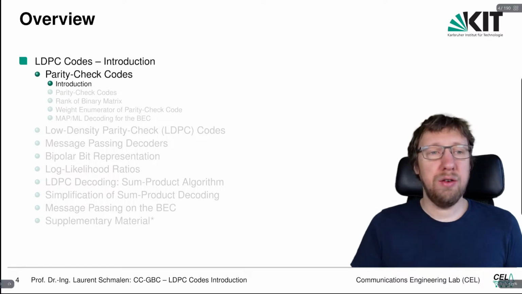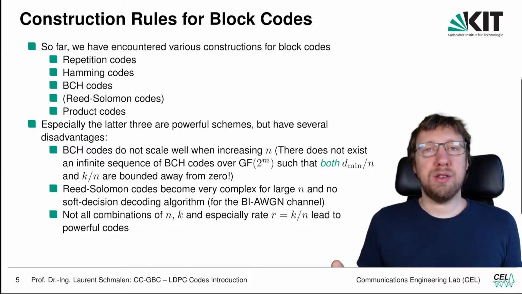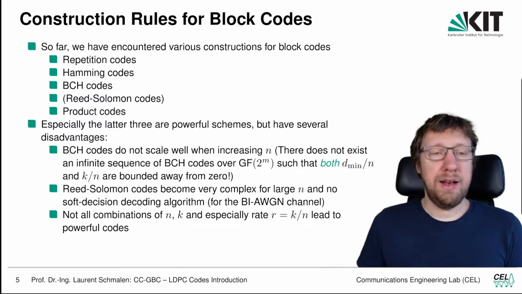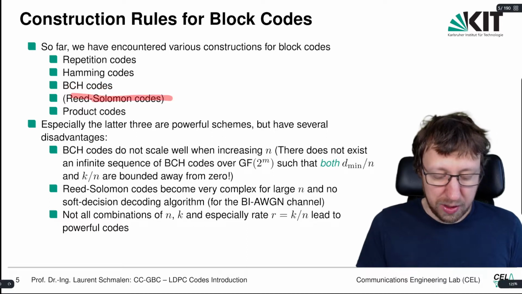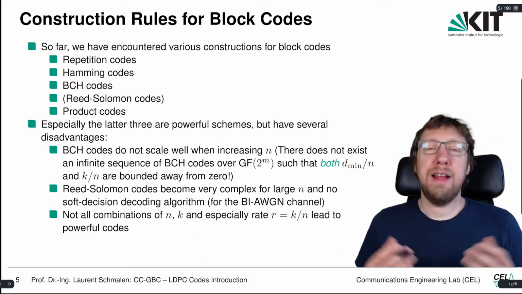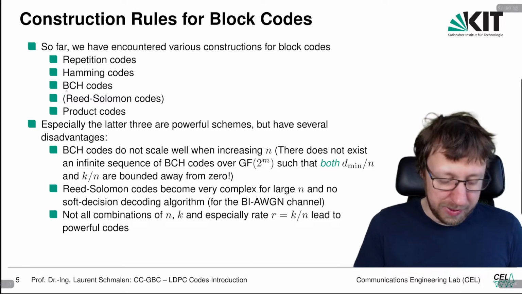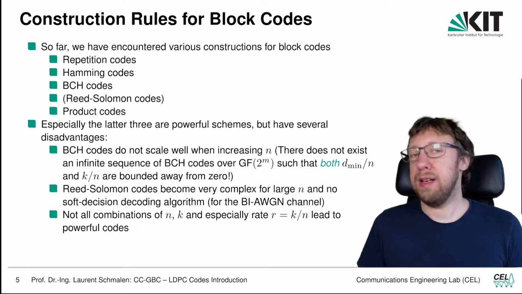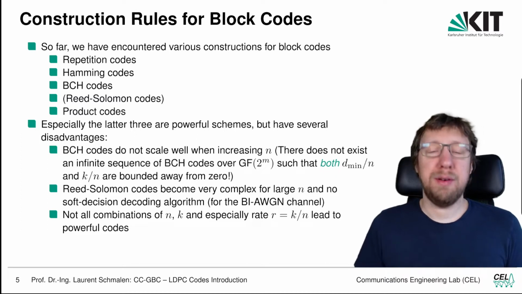So what is a parity-check code? If we recall what we know so far, we have seen various constructions of codes. We have seen repetition codes, Hamming codes, and you may recall from other lectures the BCH codes, Reed-Solomon codes, and product codes, and they are all very deterministic constructions. These are very classical schemes, BCH codes and Reed-Solomon codes were introduced in the 1950s and 1960s, and they are very powerful, but they have some disadvantages.